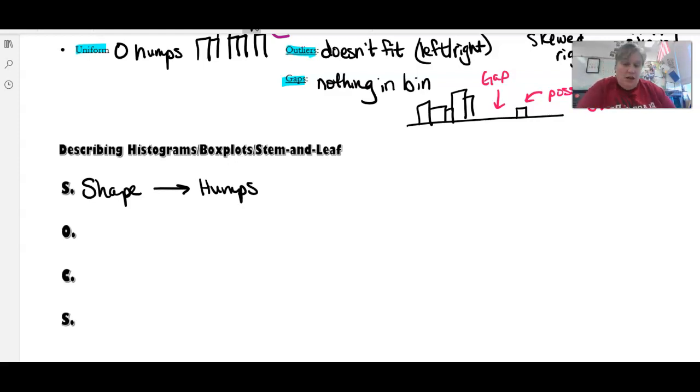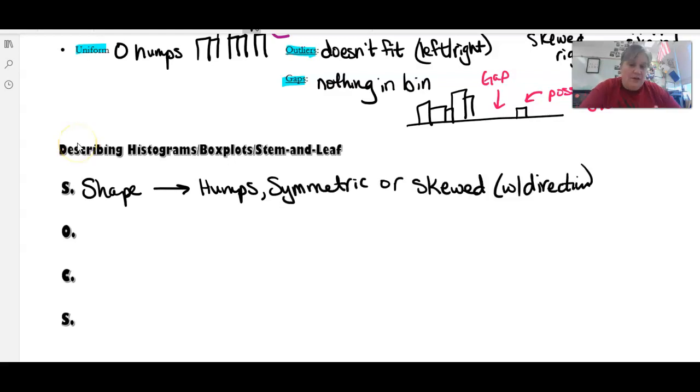You also need to talk about whether it's symmetric or skewed. When you talk about it being skewed, you have to say which direction. So if you have a tail to the right, you're going to say skewed to the right. If you have a tail to the left, you're going to say skewed to the left. You do not say anything about the tails. The tails just help you say which way it's skewed. Hopefully I didn't confuse you.